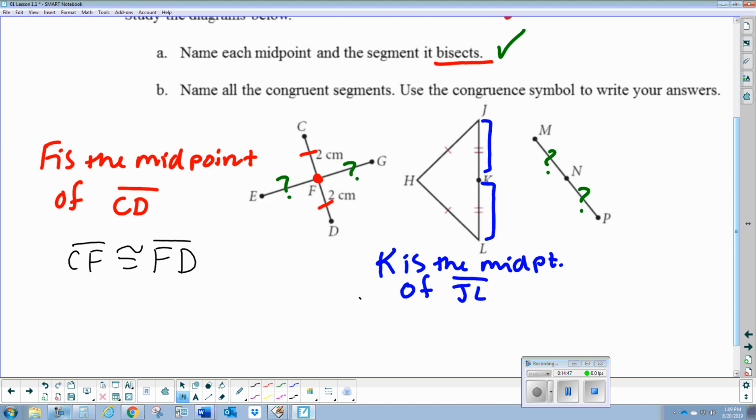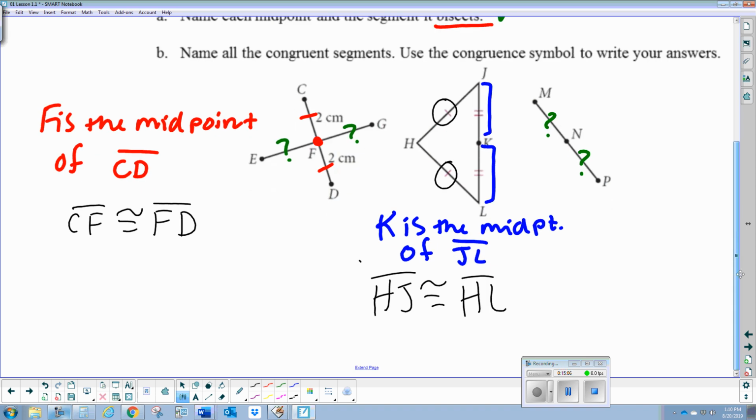In the second diagram, here we see these little tick marks. So we know that HJ is congruent to HL. Again, we don't know the distance, we don't know the measurements, but we know that they're the same. Okay, and the second piece, because K is the midpoint of JL, we can say that JK is congruent to segment KL. And then lastly, in the last diagram, we don't know anything really about that. So we cannot draw any conclusions about congruence in that last diagram.